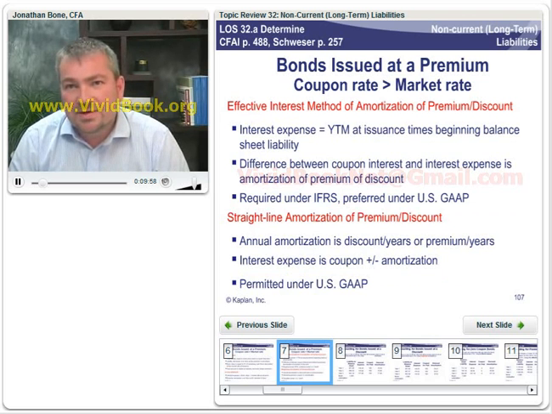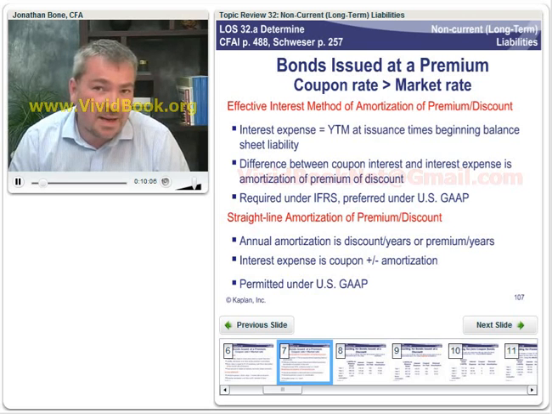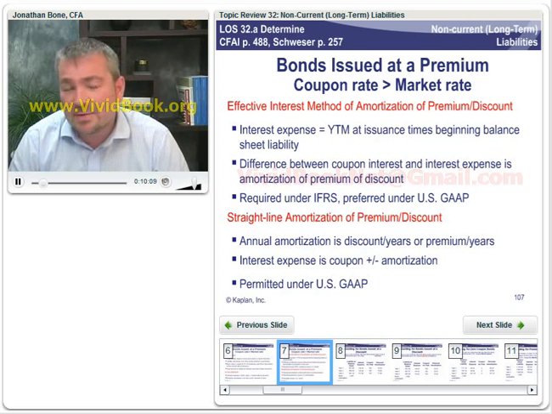So it's the yield to maturity times the opening balance sheet liability, and that gives us our interest expense. The difference between the coupon that's paid and the interest expense is the amortization of the premium or discount. Now note, of course, as we said, with a bond issued at par, the coupon will equal the interest expense, so there is no amortization. With a bond issued at a discount, the interest expense will be greater than the coupon because of the amortization. But with a bond issued at a premium, the reverse is true. The interest expense will be less than the coupon. The amortized premium, in other words, reduces the interest expense.